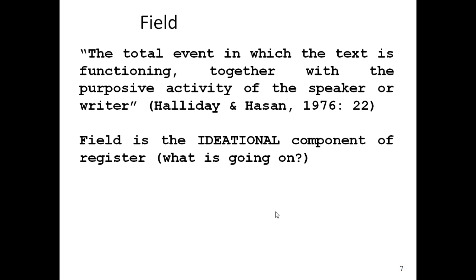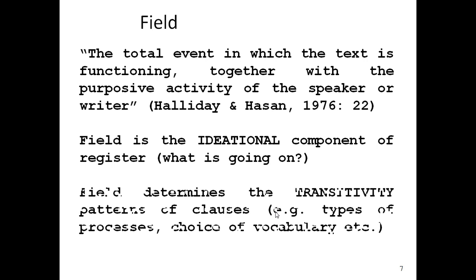You can also call it a dimension of the context of situation. These are all different kinds of metalanguage you can use to describe the ideational for field, the interpersonal for tenor, and the textual for mode metafunctions. They can all be used. So, field determines the system of transitivity.